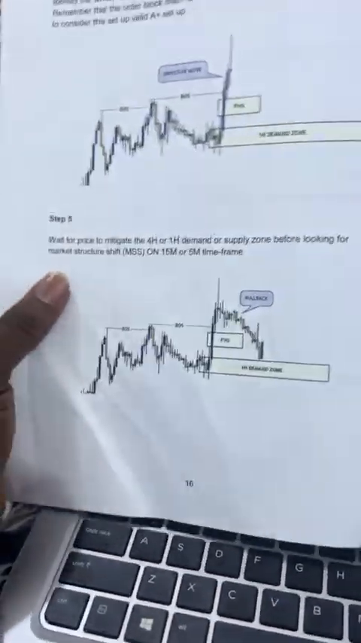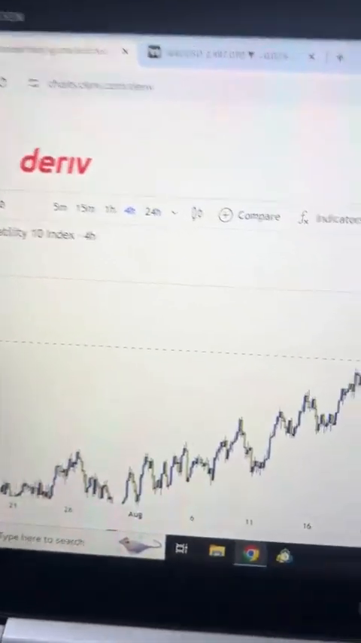Like I said, I will not be showing you all the content. So rule number 1 says, mark out the swing highs and lows. Go to either the 4-hour time frame or the 1-hour time frame.